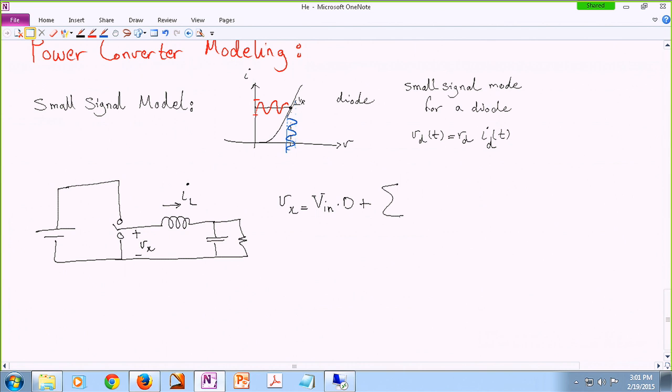And that causes IL to be some DC component plus a bunch of harmonics. So what we do is we assume temporarily that these do not exist. We only look at signals in a DC way, only at the DC content of all of the signals. And then we assume that in addition to this DC content, there is some ripple or some small signal riding on that.